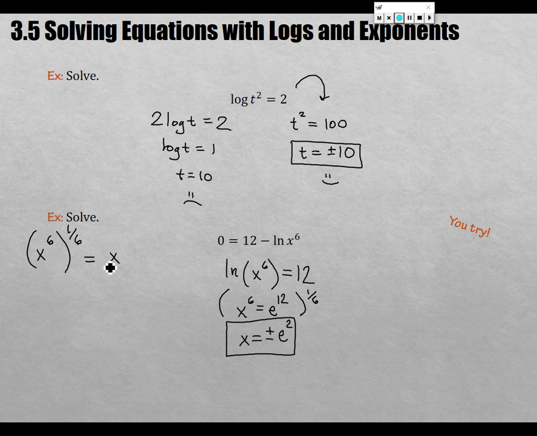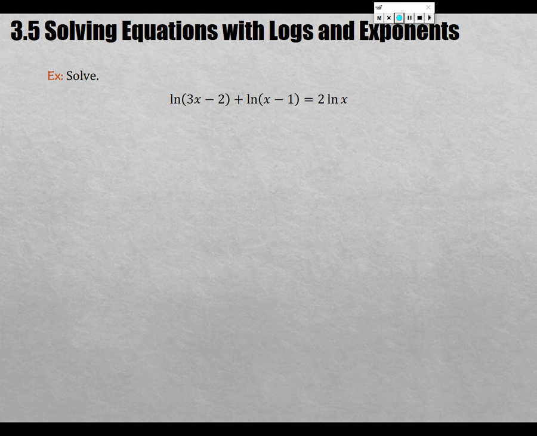I mean, the question is, how do you undo the 6th power? You take the 6th root. Now, this is actually a little bit of a lie, though. What is it really? Absolute value of x, right? The absolute value of x equals e squared, so therefore, what must x be? Plus or minus e squared.